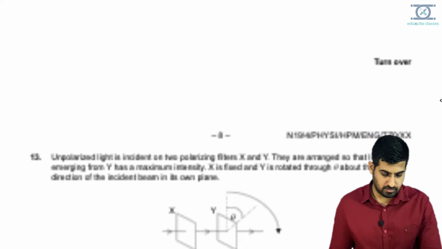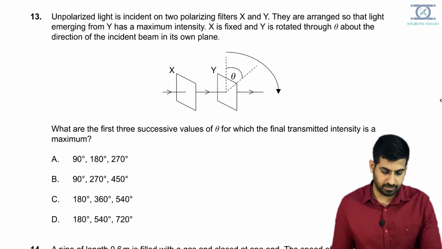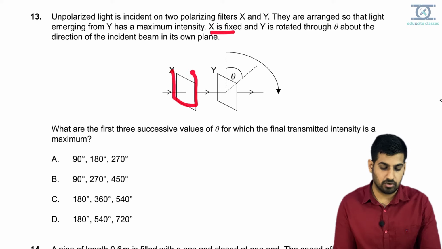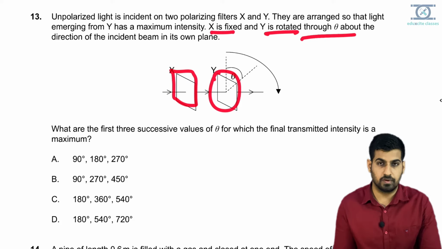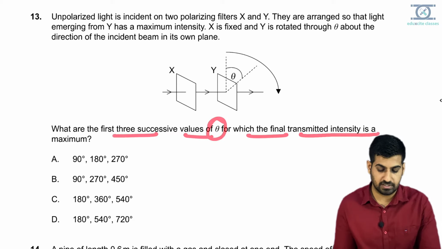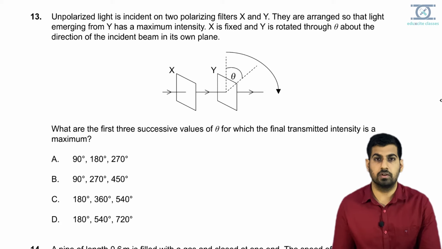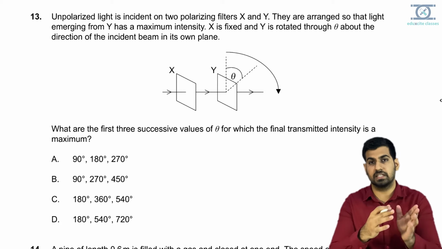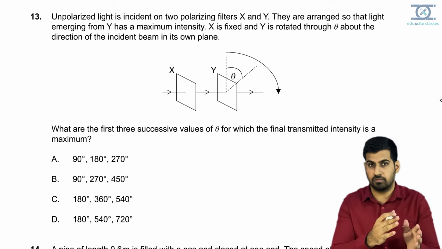Okay. Now question number 13. An unpolarized light is incident on two polarizing filters X and Y. They are arranged so that the light emerging from Y has a maximum intensity. X is fixed and cannot be rotated, and Y is rotated through theta in the direction of the incident beam in its own plane. What are the three successive values of theta for which the final transmitted intensity is a maximum? So we know that the maximum intensity will be there when they are in the same plane as when it was initially.